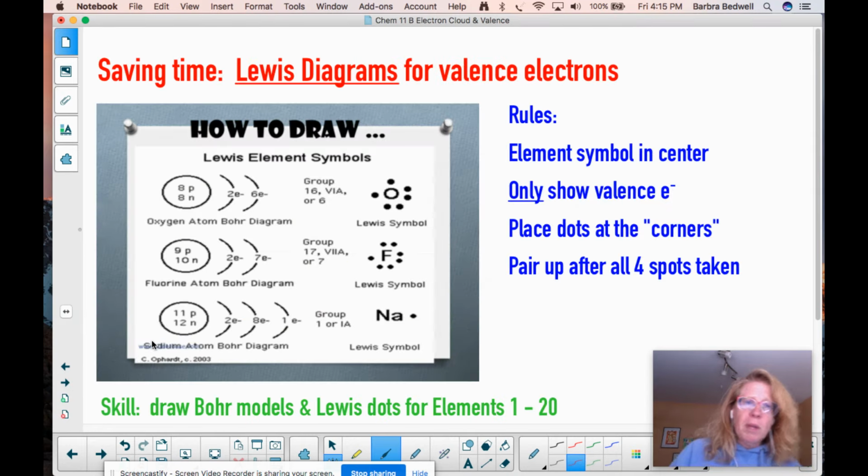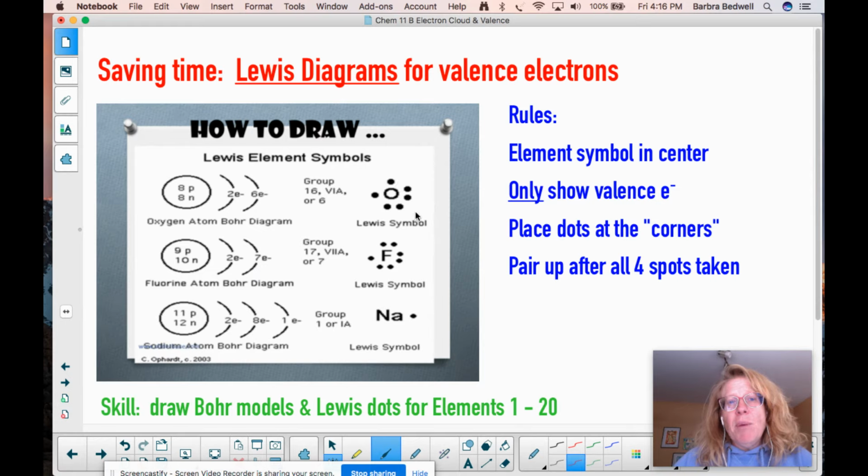So in order to be able to do this, rather than drawing Bohr diagrams all the time with circles and circles and circles, these bullseye kind of models, I'm going to teach you a shortcut. And this shortcut is called Lewis diagrams. You may have already done this in middle school. It kind of depends on who your teacher was. But these Lewis diagrams are a real shortcut way of drawing Bohr models, really reducing it down.